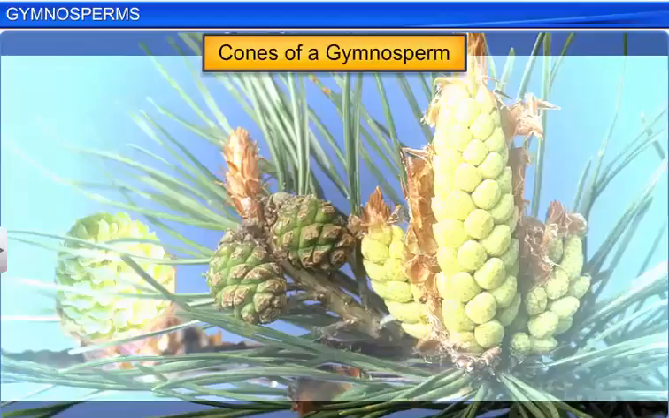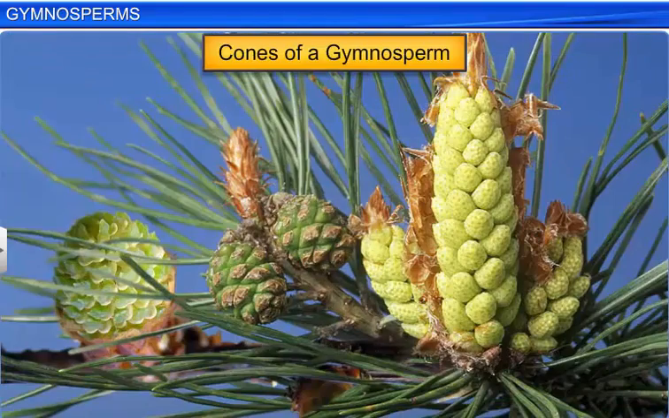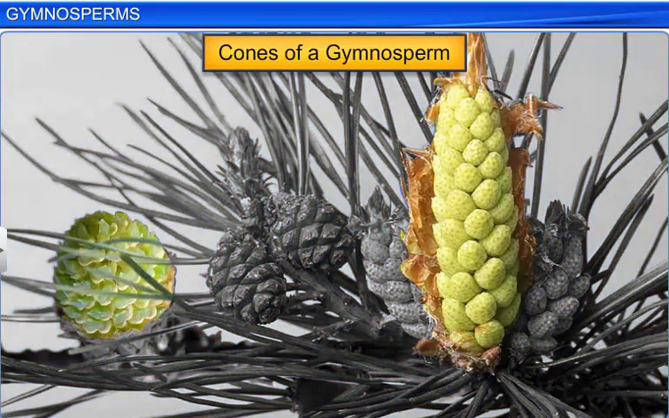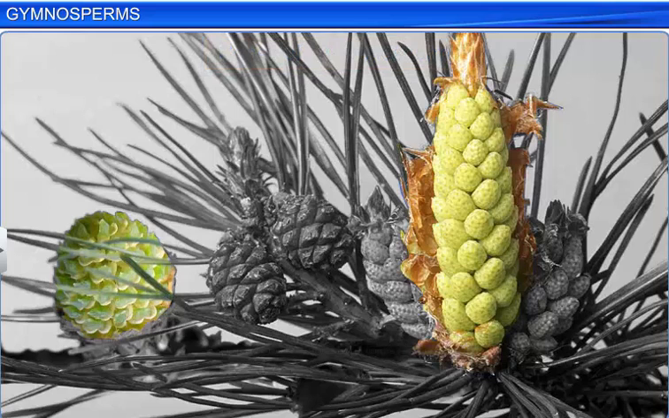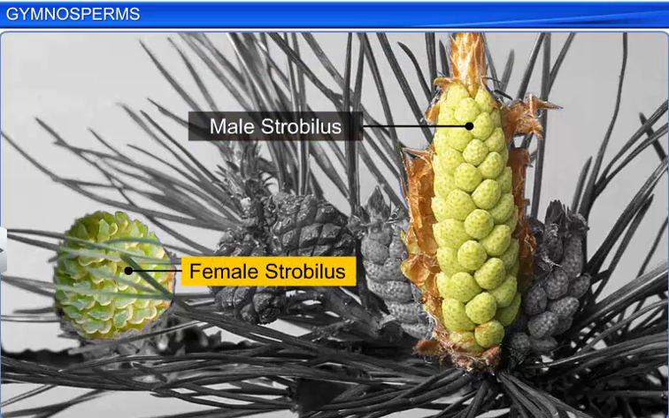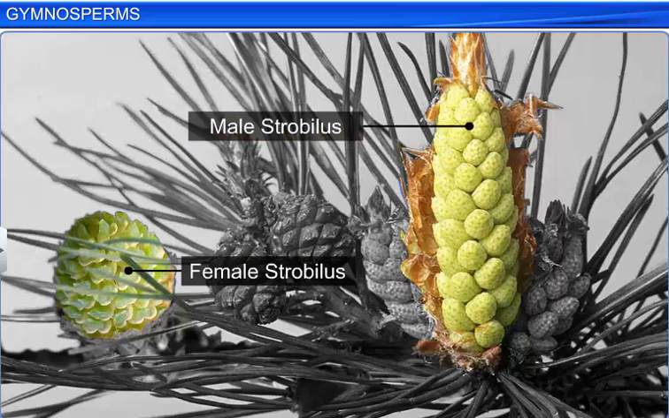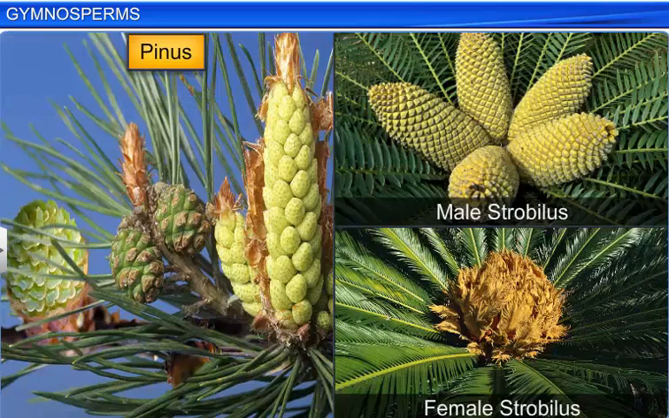The reproductive structure of a gymnosperm is called a strobilus or a cone. And gymnosperms have both male and female strobili. Interestingly, the strobili may be borne on the same tree as seen in Pinus, or on different trees as seen in Cycas.